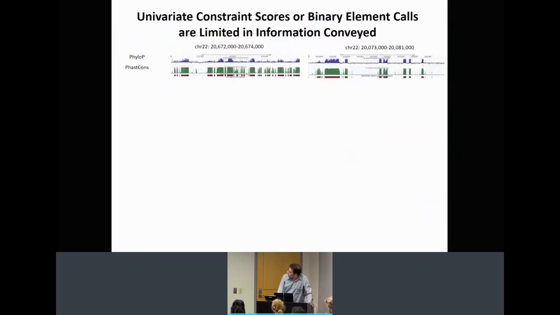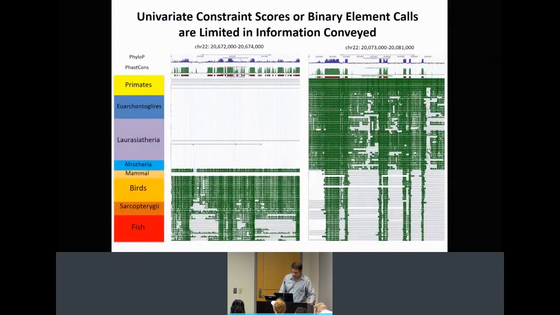But we were also noticing there are some limitations of representing the comparative genomics simply as a score or binary element call. So this is showing you two locations in the genome browser which have high phyloP and PhastCons scores and lots of PhastCons elements. So if you just have the summary tracks on, they'll look like similarly important locations. But then if you turn on the underlying alignment tracks, you can recognize they're fundamentally different types of locations.